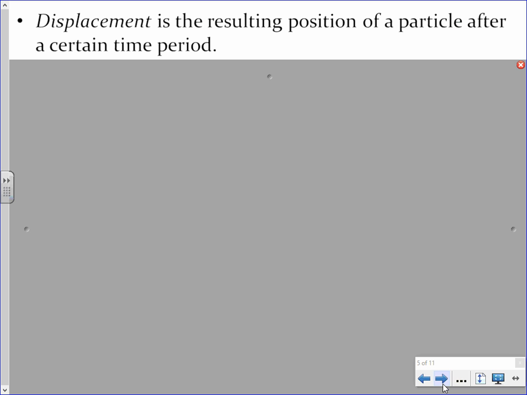We need to talk about the difference between displacement and distance. Displacement is the resulting position of a particle after a certain time period. So if I am right now standing at the origin and I walk 3 feet to your right and then 4 feet left and then 1 foot right, I'm back to where I started, correct? My displacement is 0 because I'm back to my starting position.